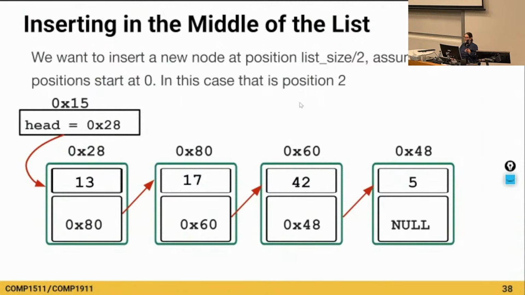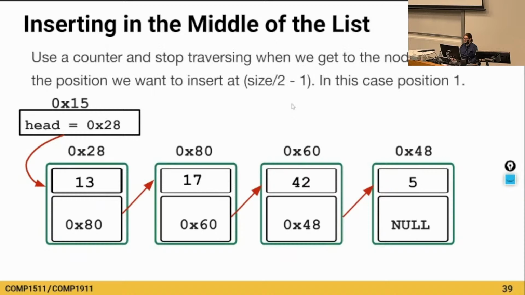So yeah, in this case, we would want our new node to be at position 2. Let's assume we're calling this position 0, 1, 2, 3. We want to insert a new node that will become position 2, right? How do we do that? Well, we can find the size of our list to work that out, and then we want to keep going.